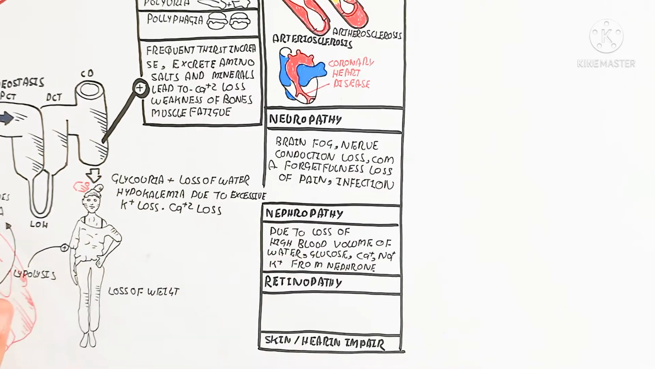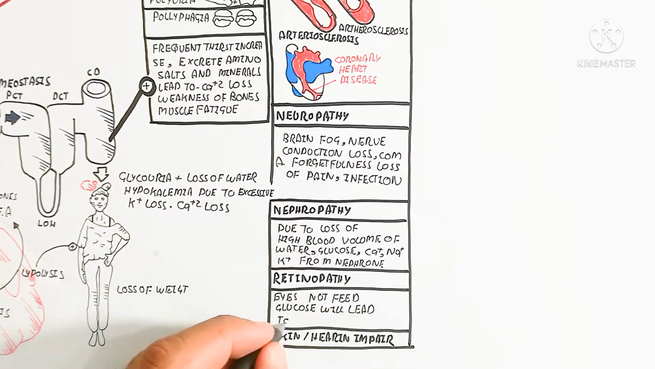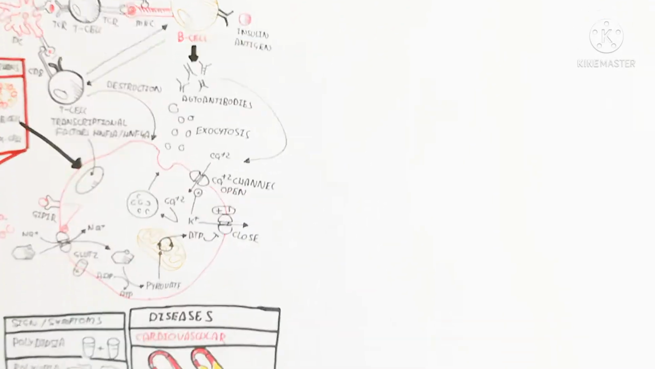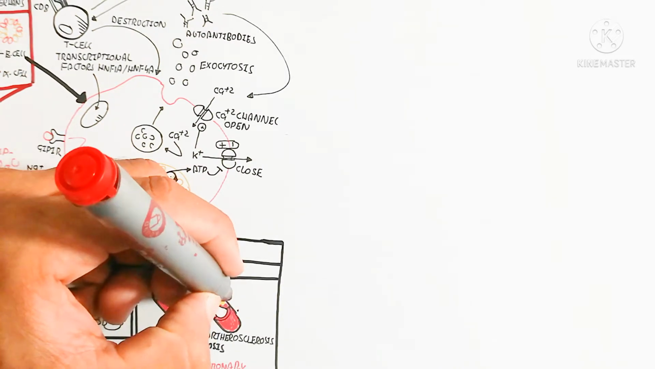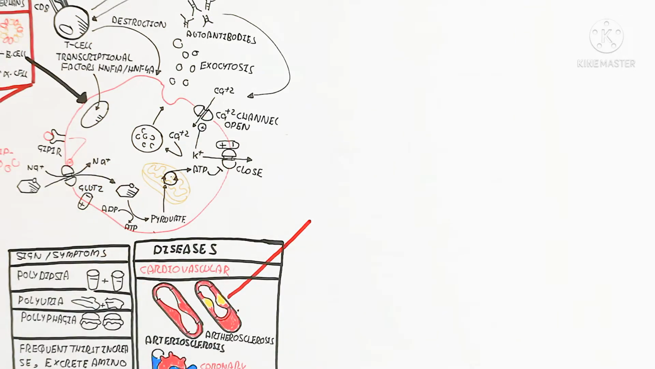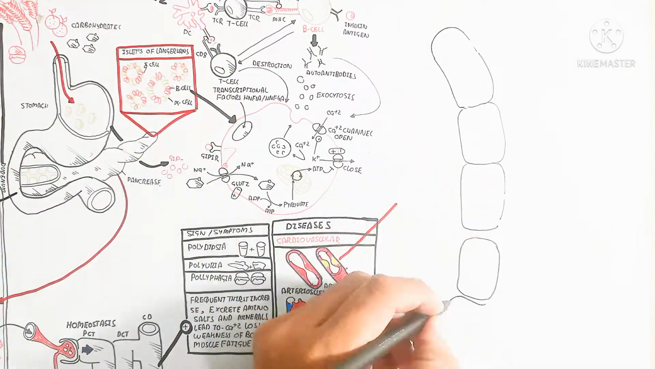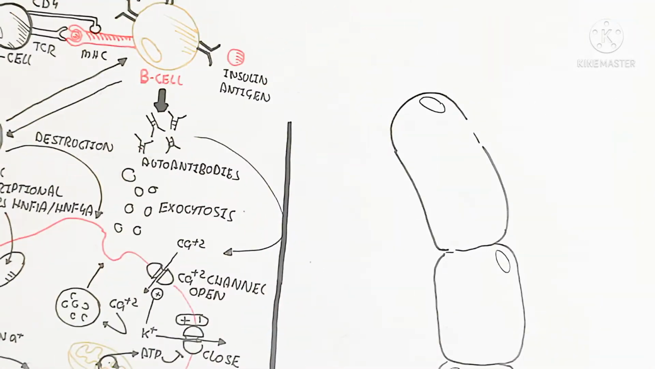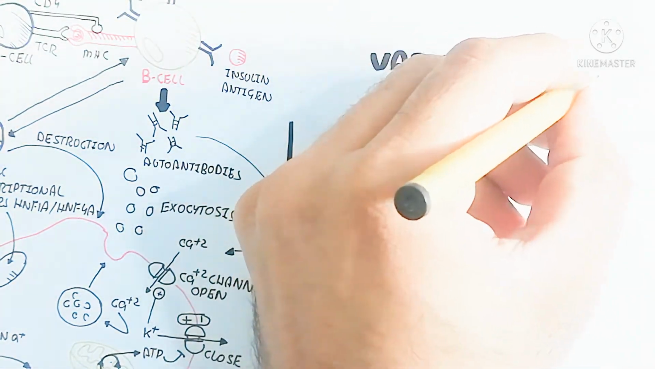So the calcium, sodium, and potassium from the nephron will be released, with loss of the glucose also. The retinopathy, where the eye is not fed glucose, will lead to blindness, and the skin and hearing are impaired also. Why? Because these organs require too much glucose, and the glucose will not be used due to diabetes mellitus 2. Basically not diabetes mellitus 1, because diabetes mellitus 1 depends on insulin, but this is independent of insulin.